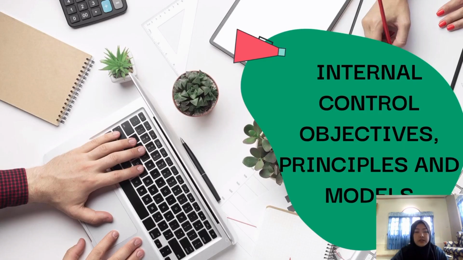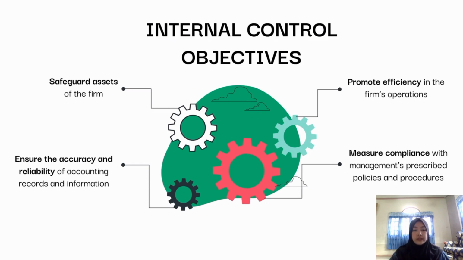Then let's talk about the internal control objectives, principles, and models. An organization's internal control system comprises policies, practices, and procedures employed by the organization to achieve four broad objectives: to safeguard assets of the firm, to ensure the accuracy and reliability of accounting records and information, to promote efficiency in the firm's operations, and to measure compliance with management's prescribed policies and procedures.